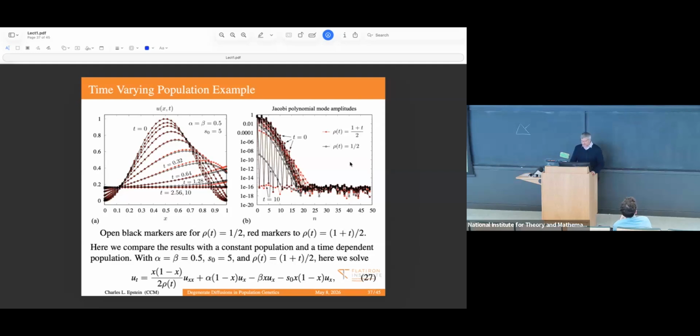Okay, then we had another example where we allowed the population to vary with time. So we did two examples where the population is fixed at a half, and an example where the population is 1 plus t over 2. And here, you see the population now appears in the denominator of the diffusion term. And the interesting thing here is Jon plotted the sizes of the polynomial mode amplitude.